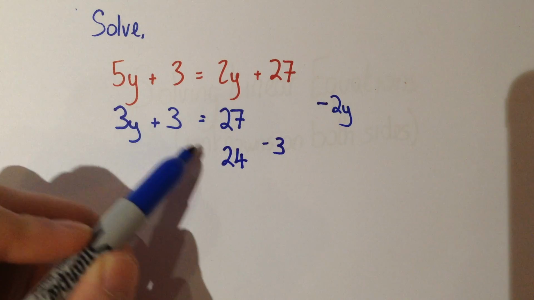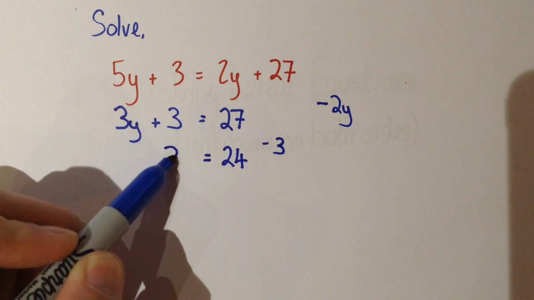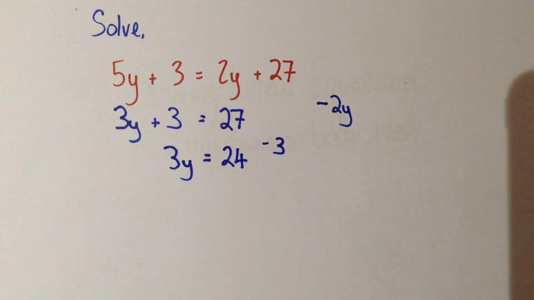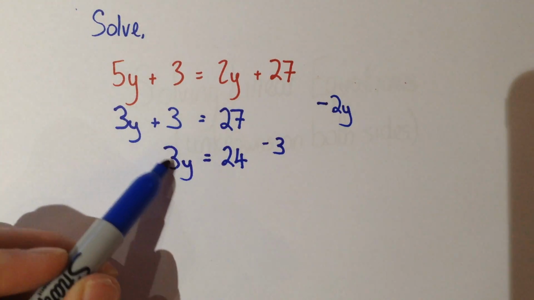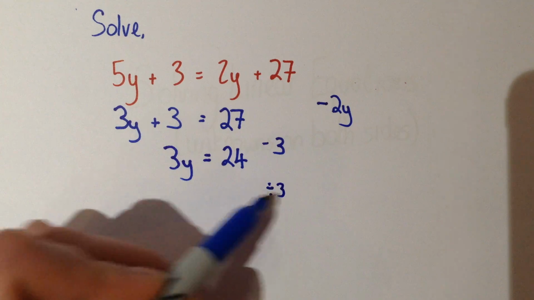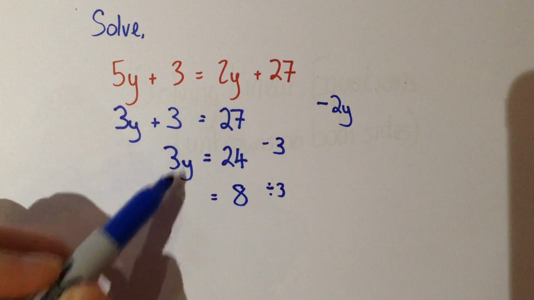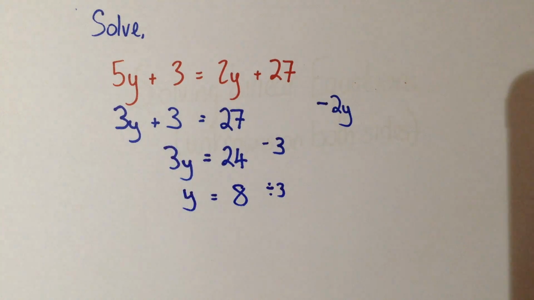Taking 3 from this left hand side cancels out with the add 3, leaving us 3y. We would then have to divide by 3, being the opposite of times 3, giving us the 8 on that side, cancelling out the times 3, so we get y equals 8.